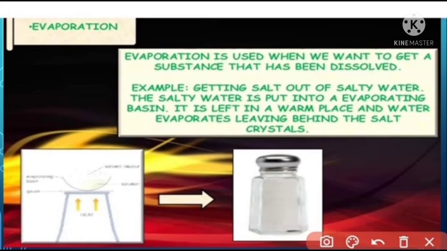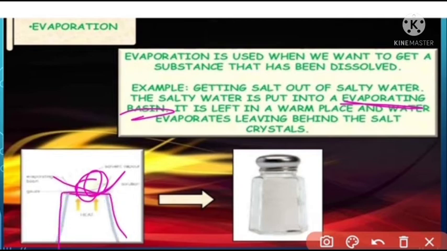The salty water is put into evaporating basins. This is a china dish. We are taking the ink mixture, and now we collect the dye from the solvent liquid. It is placed on a tripod stand and the mixture is heated by a Bunsen burner. The solvent molecules are vaporized, so we obtain only the solid dye substance. This is collected by the evaporation method.